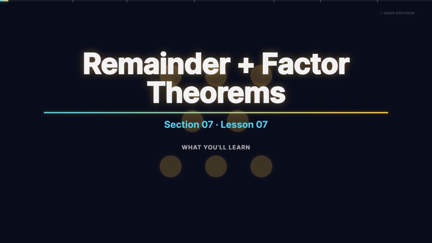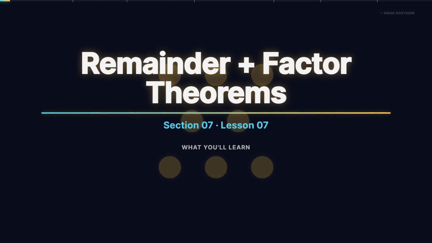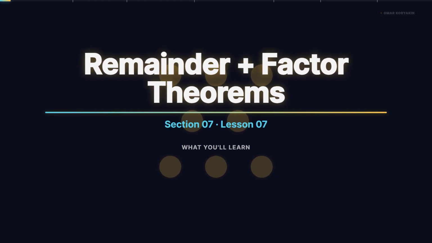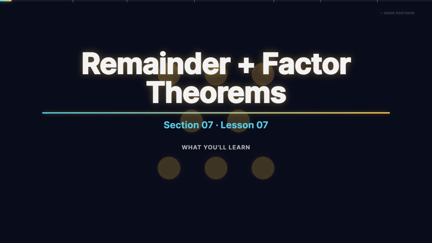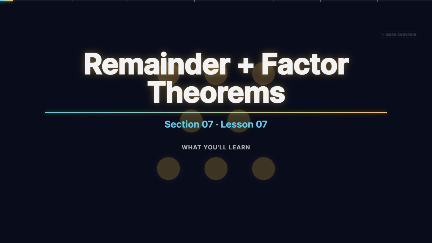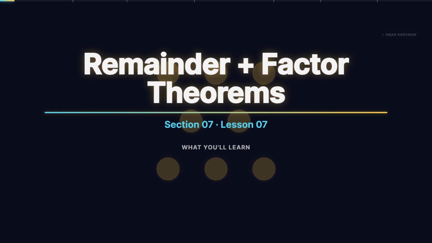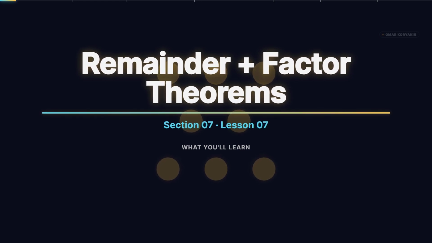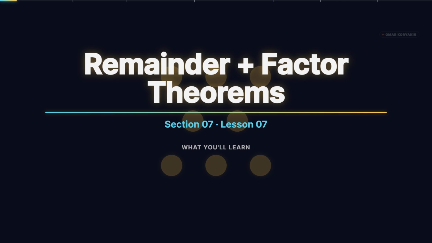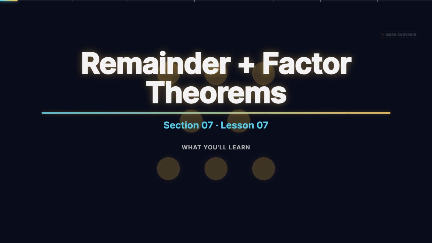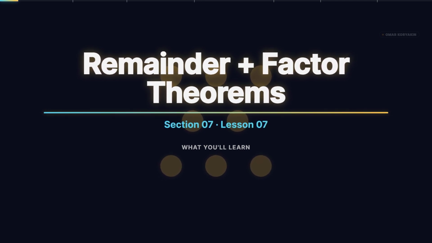factor theorem. The remainder theorem says that when a polynomial p of x is divided by the linear factor x minus c, the remainder of the division equals exactly p of c, the value of the polynomial evaluated at c. The factor theorem says that x minus c is a factor of p of x if and only if p of c equals 0. Both theorems make synthetic division a powerful tool for polynomial evaluation and for testing whether a candidate is a root of the polynomial.